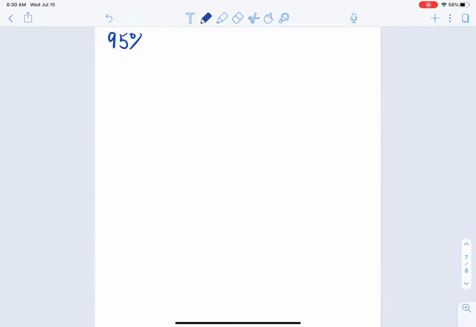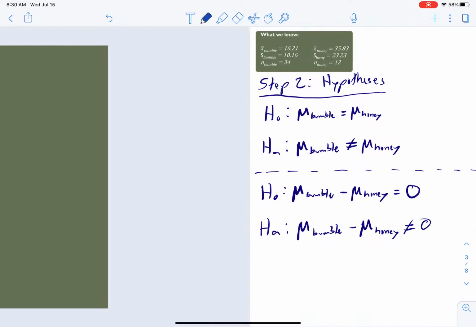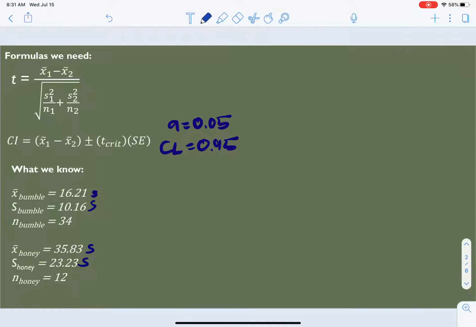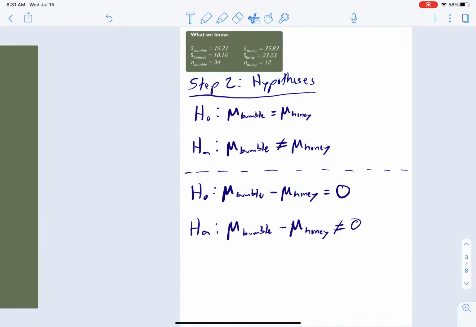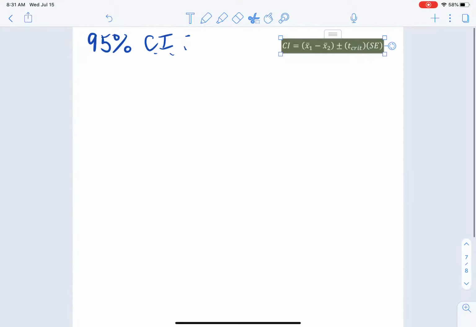95% CI. Okay. And let me come all the way back here and grab this just so we have everything. Cute. Nice. Okay, cool. So we've got all that. Very cool. So what do we need? Well, we need X. Come on. I'm going to use a different color.